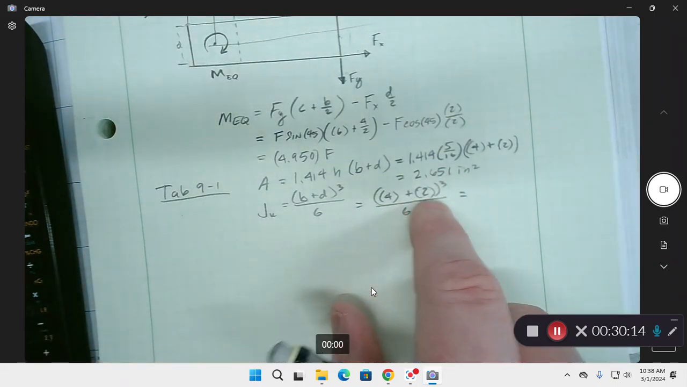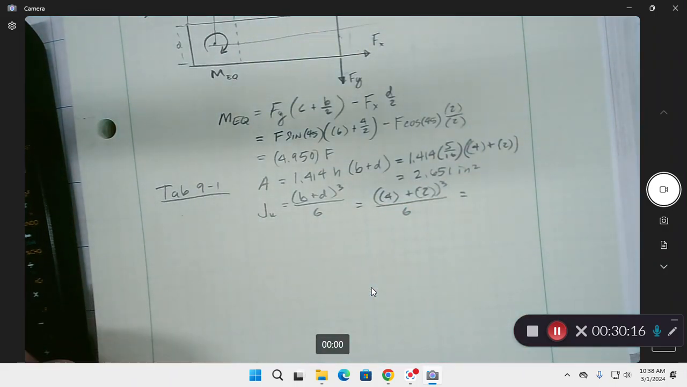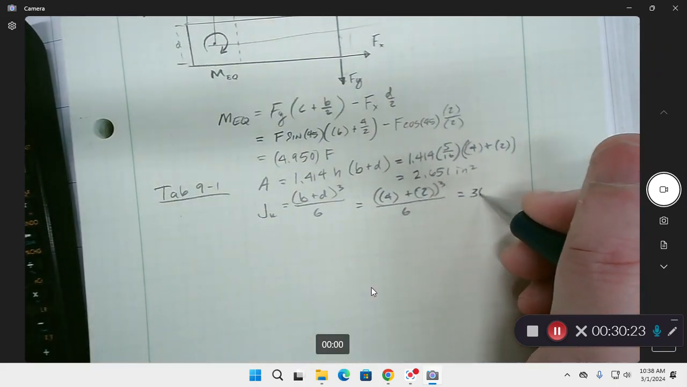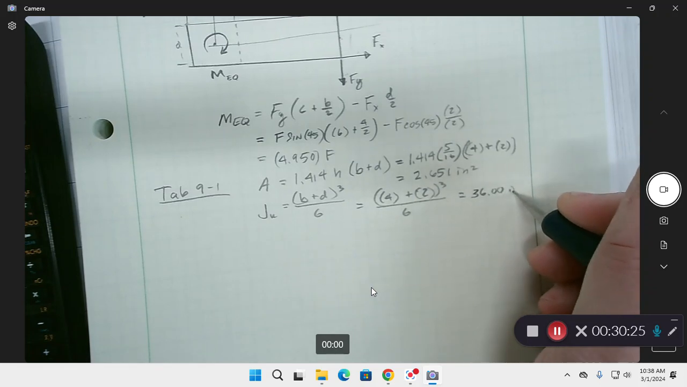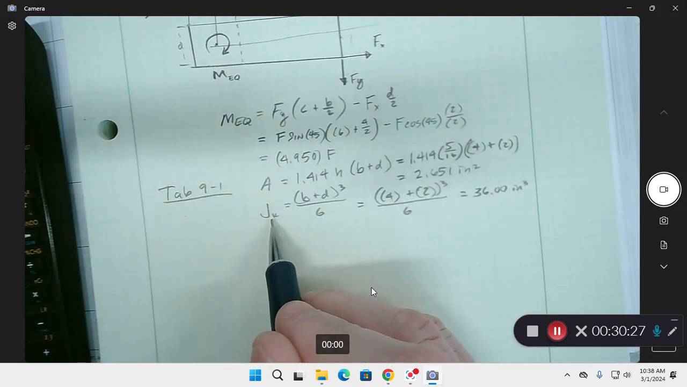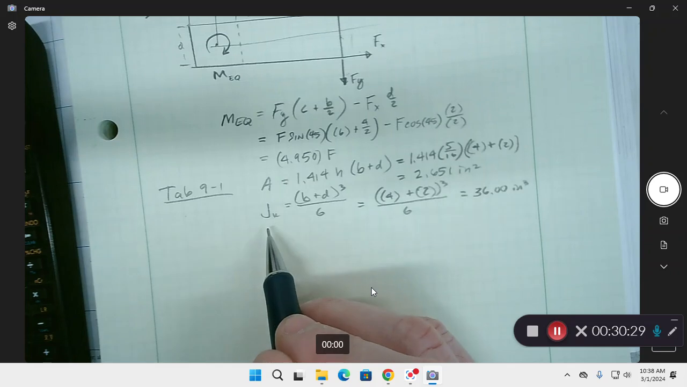All right, so I got 6 raised to the 3, which I should do in my head, but I can't. And then divided by 6. So it'd be 36. Duh. Yes, 36. And these are actually inches cubed. Got to remember that's a JU. We're not done. We got one more step left.